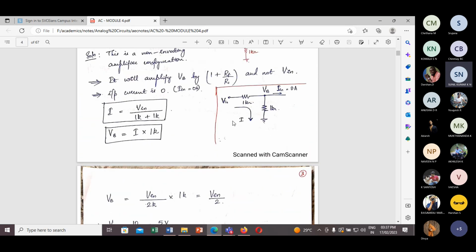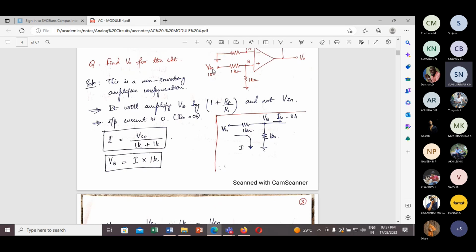So for that, how we need to calculate is, this 10 volt, how much it is coming to this point B. We need to find out, because this point B is the input voltage of the non-inverting terminal. So we need to find out what is the voltage across this point. So 10 volt into 1K divided by 1 plus 1, 2K, that is 5 volts we will be getting at this point.